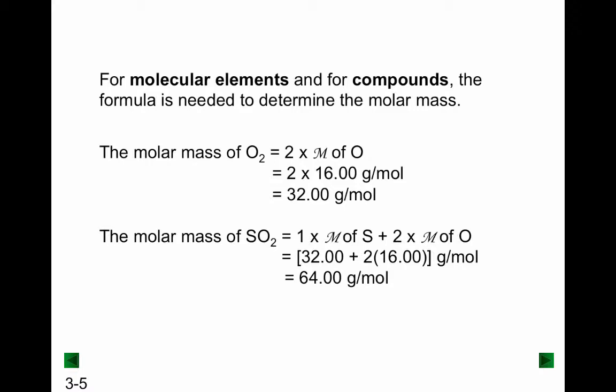The molar mass of sulfur dioxide can be found by multiplying 2 times the atomic weight of oxygen and adding it to the atomic mass of sulfur. Therefore, the molar mass of sulfur dioxide is 64.00 grams per mole. So in summary, to find the molar mass of a compound, you multiply the atomic weight of each element in the molecular formula by the number of times it appears in the formula. Remember, the subscripts in the molecular formula tell you how many of those atoms are present in the formula, as well as how many moles of atoms are present.